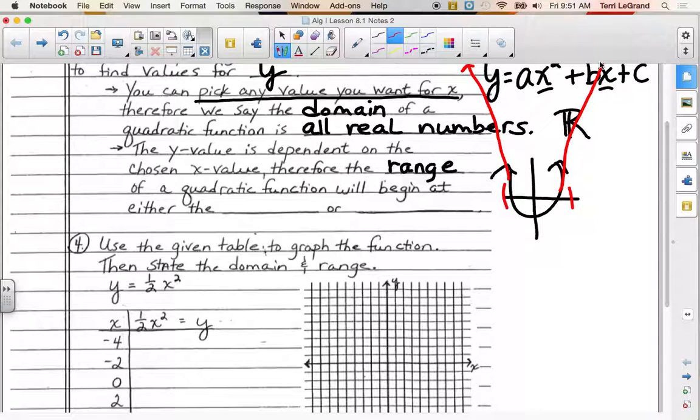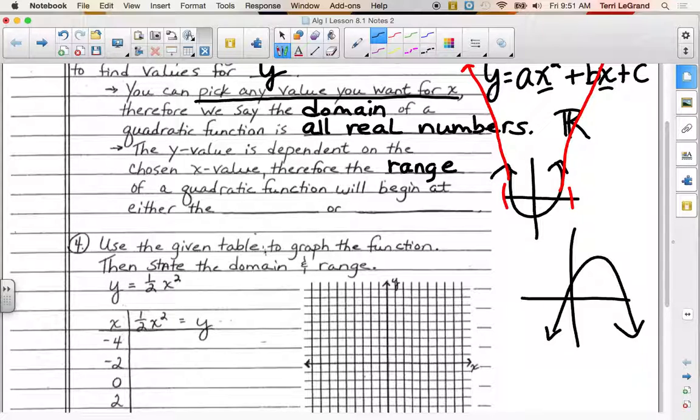Or what if it was like this? What if it was that way? In other words, it's starting down there, and then it's coming up and up and up, and then all of a sudden it stops and turns and starts going back down. Does the range keep going on forever and up? No, it stopped and it turns.